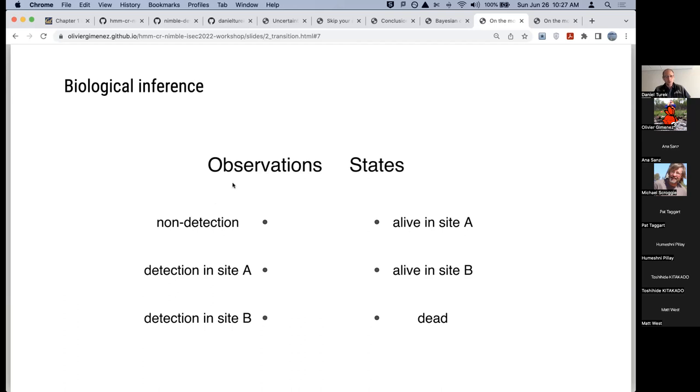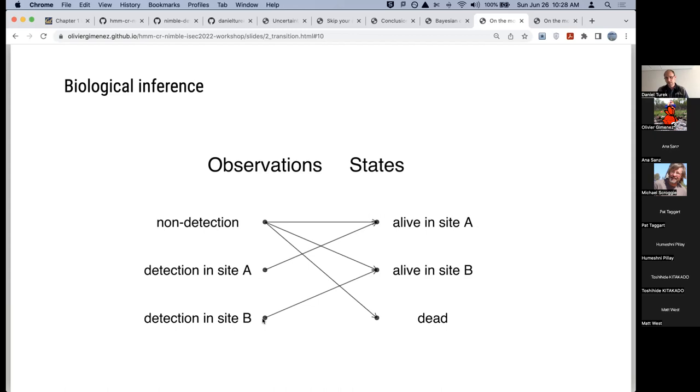One way to think about this, perhaps what we might think of first, is that if a goose is in site A and we see it in site A, then assuredly it's alive in site A. If this is the observation, then certainly it was alive in site A. Similarly for a detection in site B, if the data says we saw it in site B, then certainly it's alive in site B. And if there's a non-detection, a zero, then it could be any of these, and we're not certain. It was alive in either site and it wasn't detected, or perhaps the goose was dead.